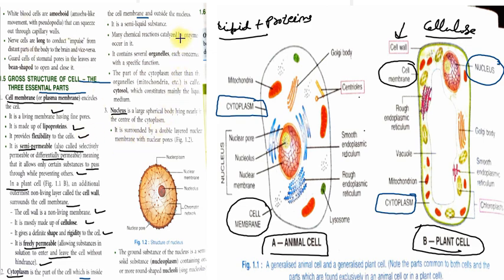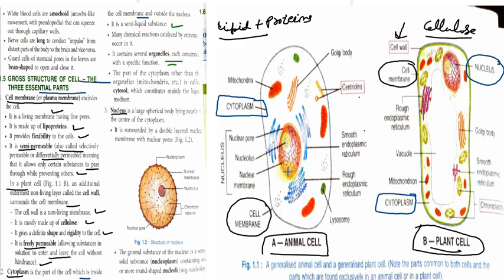Next, cytoplasm is a semi-liquid substance. Many chemical reactions catalyzed by enzymes occur in it. It contains several organelles, each concerned with a specific function, right? Cytoplasm has several organelles which perform their function, right?